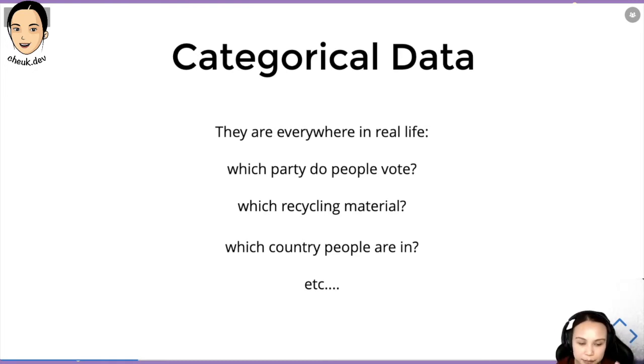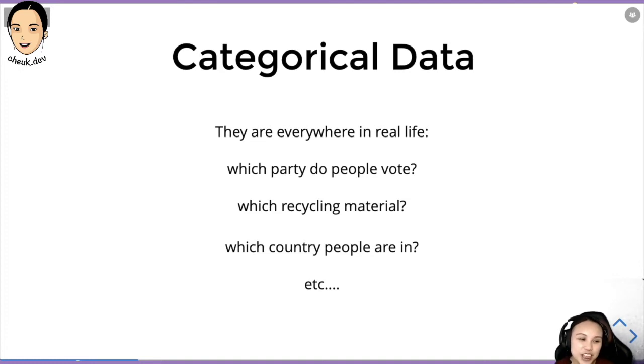Or you have different types of metals, like just an aluminum can. Maybe you want to group them into just metal. So it depends on the case. You may have to group the categories as well, like which country people are in. Again, you could also group by regions if you have to. So they're everywhere in real life, and they're not easy to deal with.